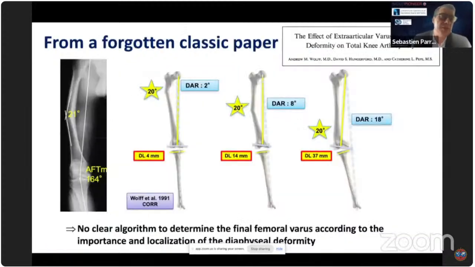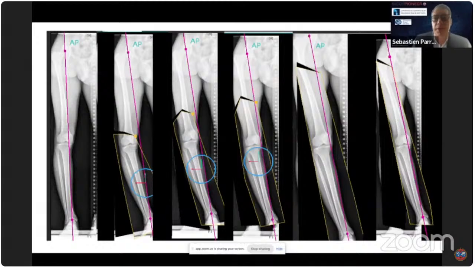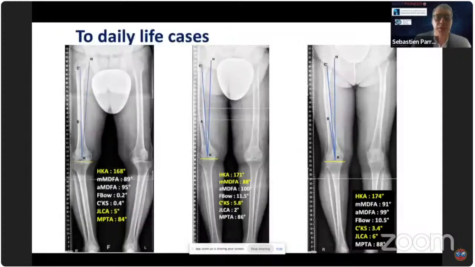And this is coming from an old, most of the time forgotten classic paper analyzing the influence of the deformity based on the distance of this deformity to the joint. So you have to look at your preoperative X-rays because the same angular deformity at a different level based on the joint distance will have a different impact, and you have to analyze that preoperatively to be able to know what would be the consequences on your implant.